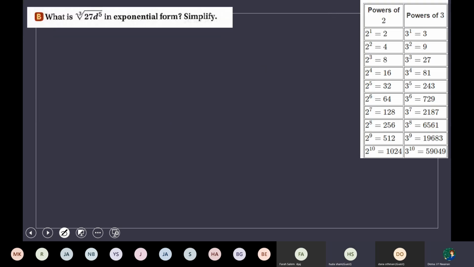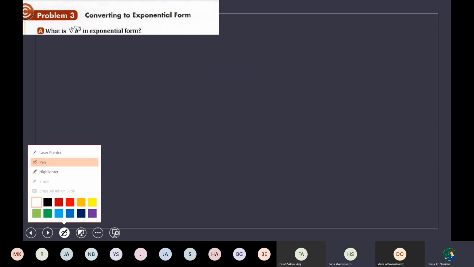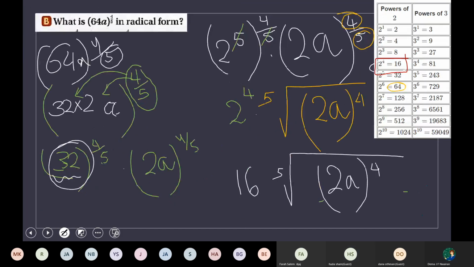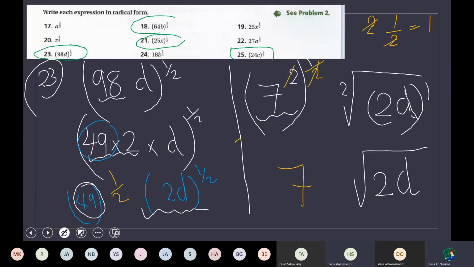Now, let's do... Teacher, I didn't understand it very well. Okay. Here you have, and in the previous problem, we have an exponential form. You have exponents raised to a number. Is it right? In problem 3 now, we learn how I can rewrite it in a radical form.